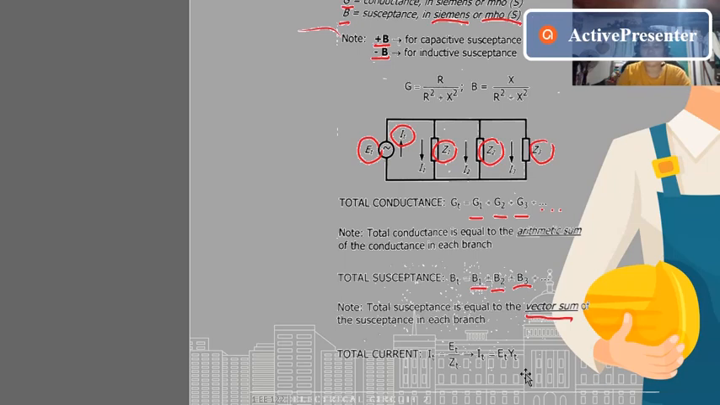And for our total current, which is IT, it is equal to total voltage divided by total impedance. Therefore, we can also solve using our Y. If we are given our admittance and our total voltage, we can solve for total current. We just multiply the two. So IT is equal to ET multiplied by YT.